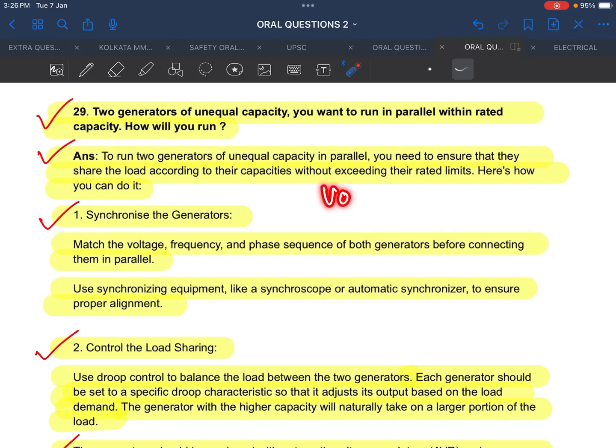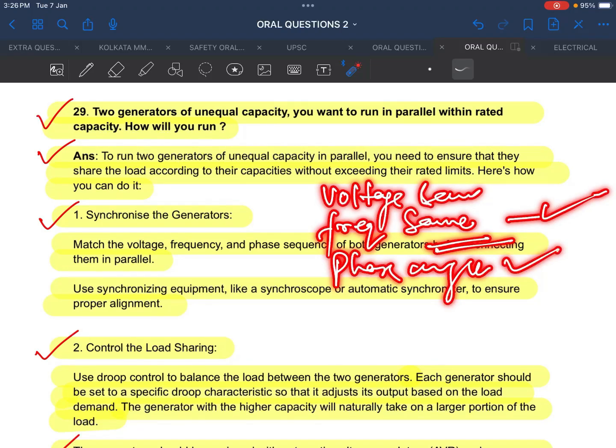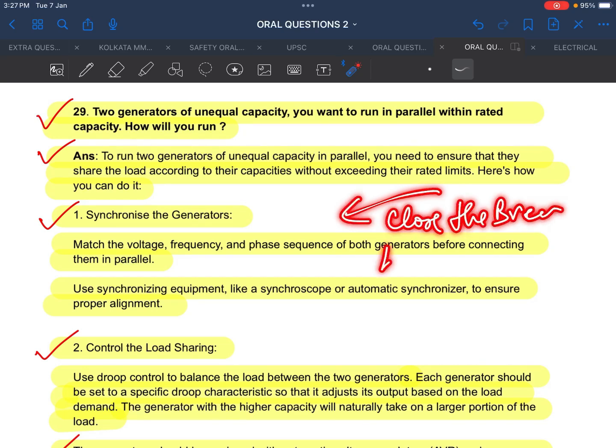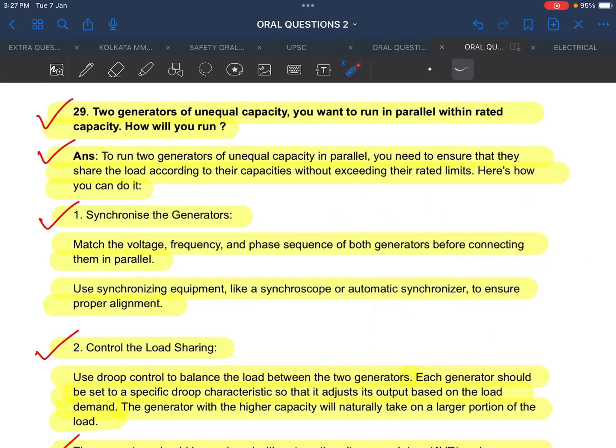Now just understand, we have to maintain the voltage the same, and the frequency the same on both generators. Frequency means the speed of the diesel engine, the same, and this phase angle we also have to maintain the same. If you want to run in parallel, synchronize the generator, after that close the circuit breaker before the 12 o'clock position. Before 12 o'clock means the 11 o'clock position. In the synchroscope you are checking manually, and you close the breaker at that time, then it will come in parallel and it will share the load.